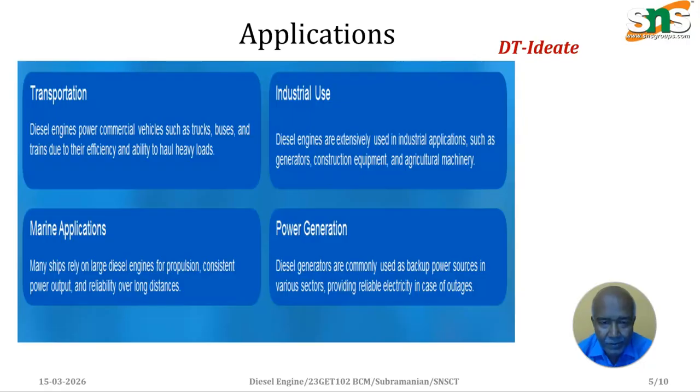The diesel engine is also used extensively in industrial applications, such as generators to produce electricity, construction equipment, and sometimes agricultural machinery. It is also used in marine applications. Many ships rely on diesel engines for propulsion, consistent power output and reliability over long distances. Mostly, diesel engines are used as power generators or backup power sources in various sectors, providing reliable electricity in case of outages.